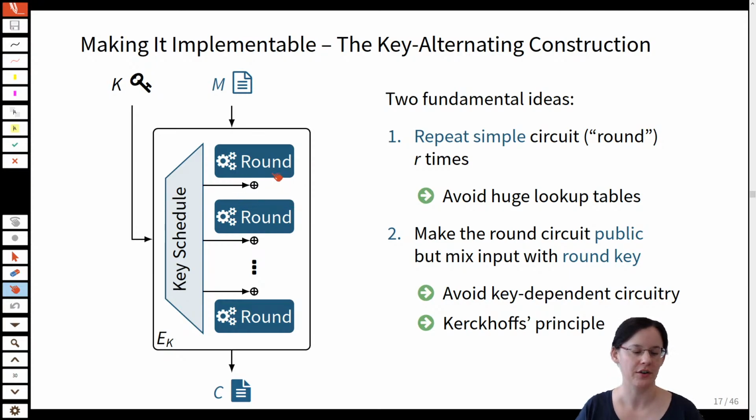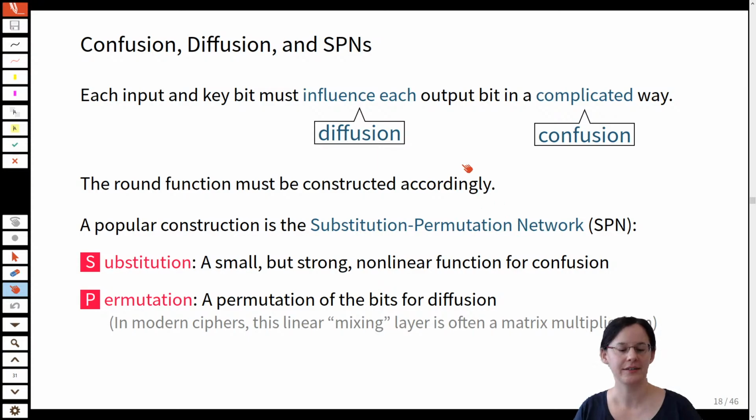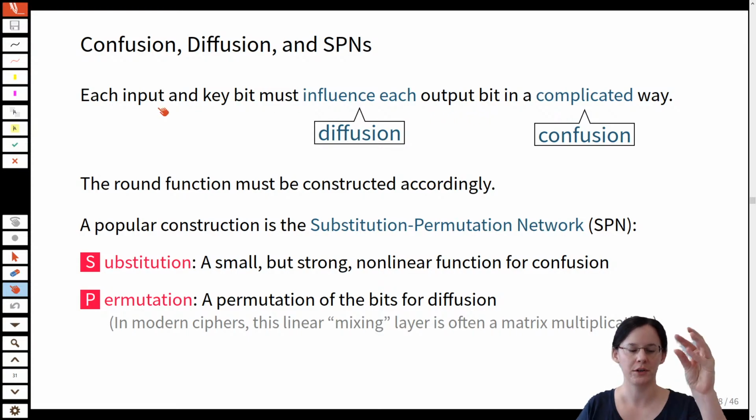The remaining main questions are then, what should the round function look like? And maybe what should the key schedule look like? So the round function essentially has two jobs or two goals to achieve. Namely that each input and key bit, so message and key bit, should influence each output bit. So the effect of each bit of the input should be spread over the complete output. This is called diffusion. And second, this link between the input and the output bits should also be complicated, which is called confusion.